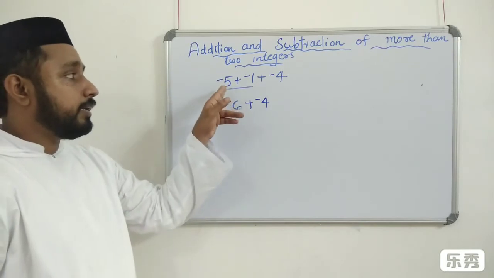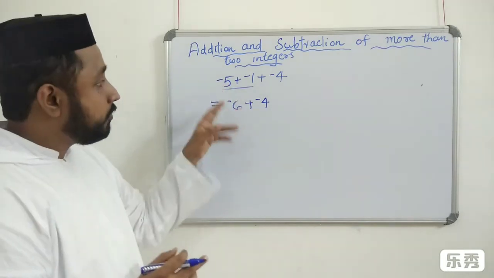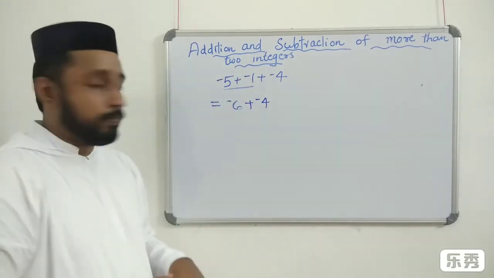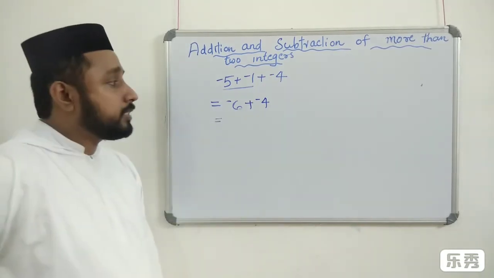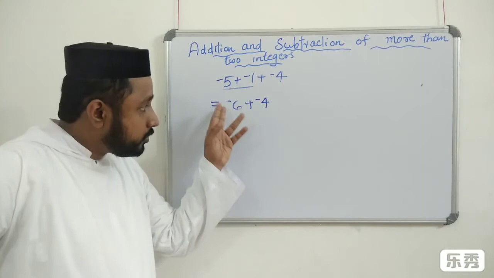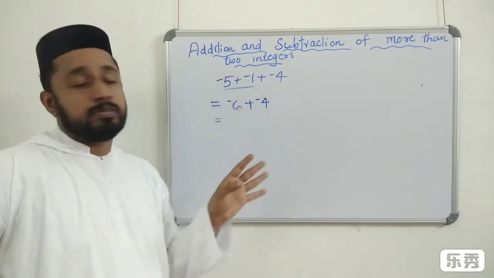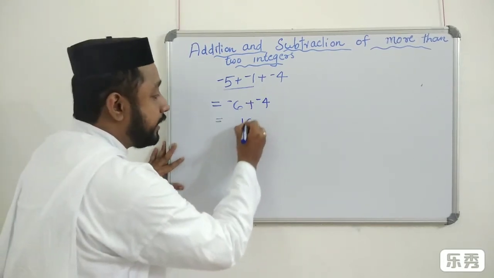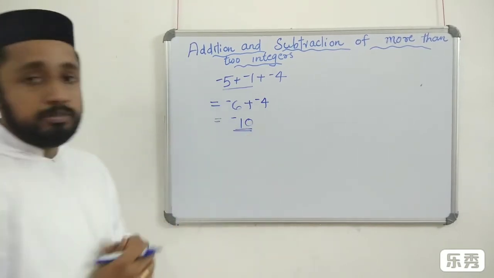So first we add the first two integers, minus 5 and minus 1. So we got minus 6 plus minus 4. Again we have two negative integers, minus 6 and minus 4. When we add two negative integers, add the digits and give the negative sign. So 6 plus 4 is 10 and put the negative sign. So the answer is negative 10.